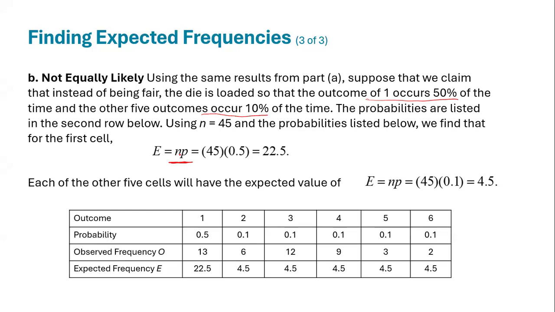Since we roll the die 45 times, we need to multiply 45 by the probabilities. How much is the probability of occurring one? 50%. And if I multiply 45 by 50%, I get 22.5. So the expected frequency for one is 22.5. And since all other outcomes are 10%, which means 0.1, multiplied by the sample size of 45, it gives me 4.5. So the remaining categories' expected frequency is 4.5. So remember, if the expected frequencies are not equally likely, you have to use the probabilities to find each of the expected frequencies.